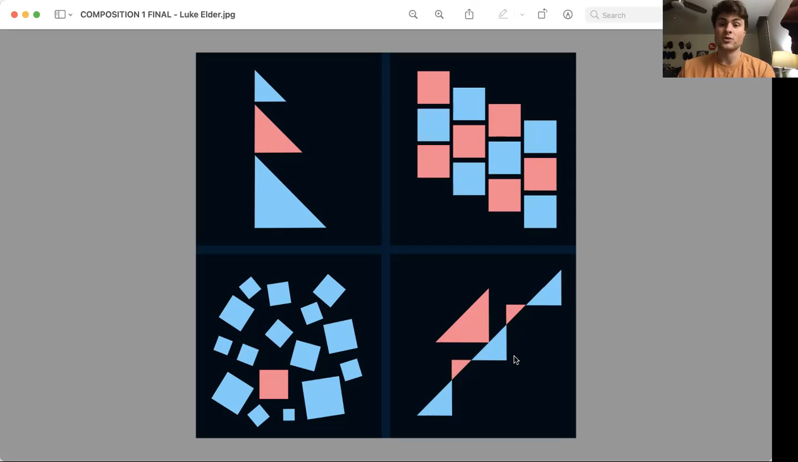And in terms of unified balance, the triangles on the top right here coincide with the triangles on the top left here. And so there's a sense of asymmetry in terms of balance with the triangles and then with the squares on this other side.